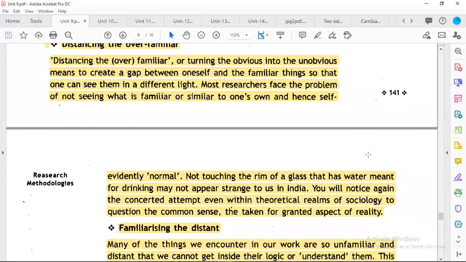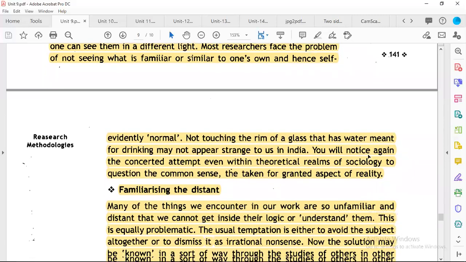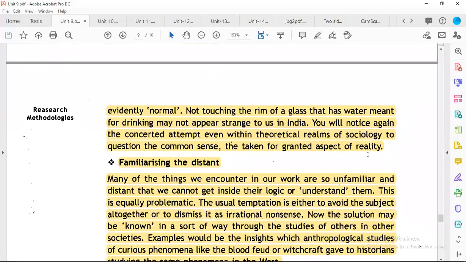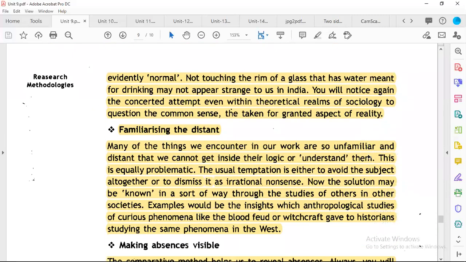We will notice again the concerted attempt, even within theoretical realms of sociology, to question the common sense, the taken-for-granted aspects of reality. Yes, we already know that there is an attempt in sociology where we always question the common sense. We always attempt to question the reality, and that specific ability to question the common sense or the reality comes from the comparative method.